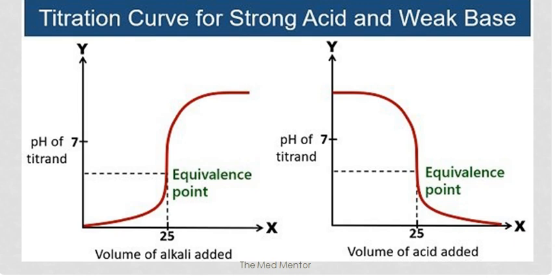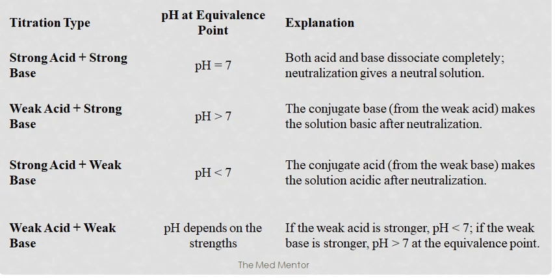If you have any problem or doubt, comment to me. Okay. This is the summary. Titration type: strong acid and strong base. Obviously both are completely dissociated when dissolved in water, so obviously pH is equal to 7.